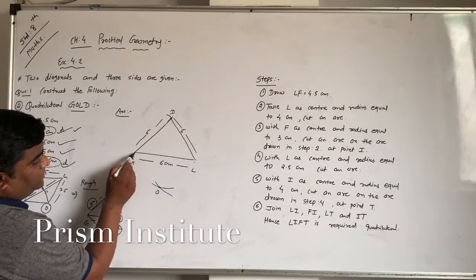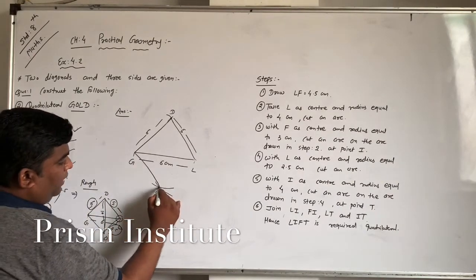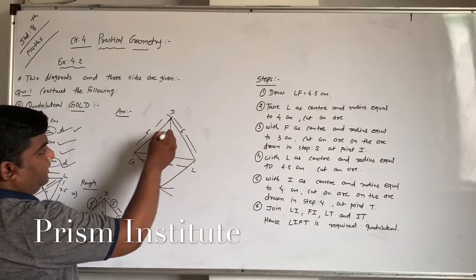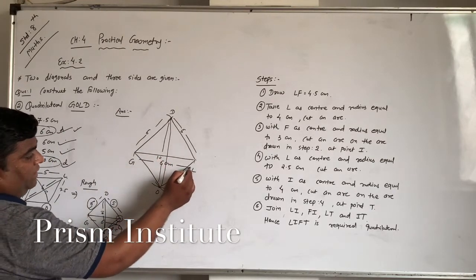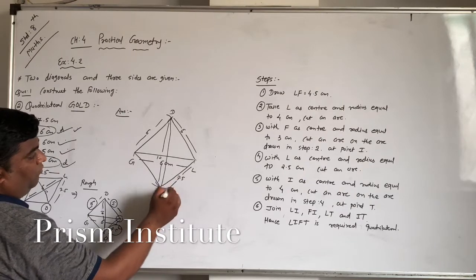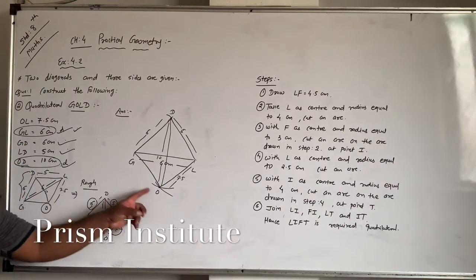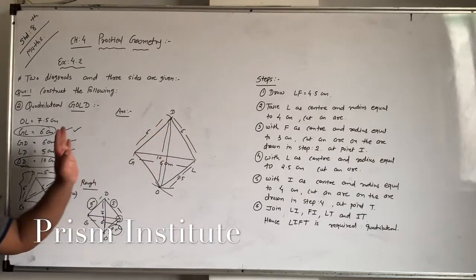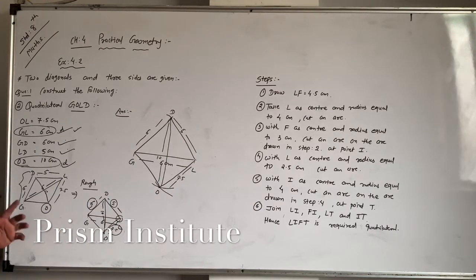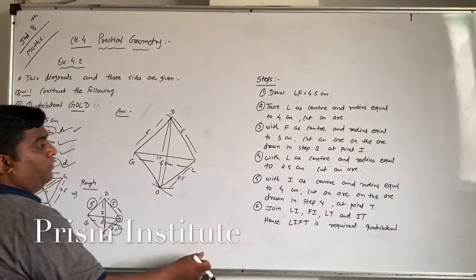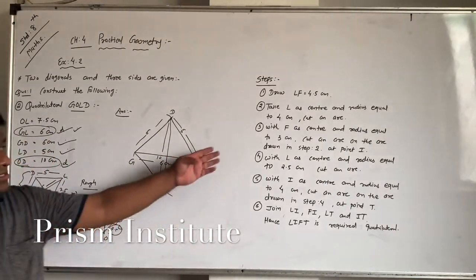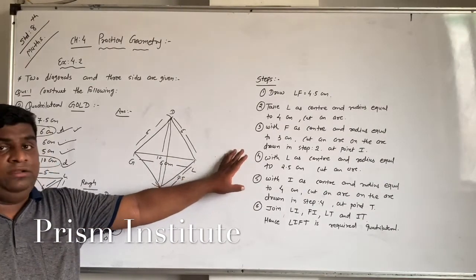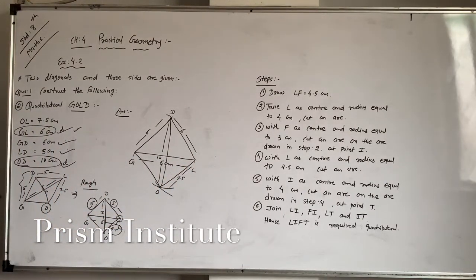So now connect GO, OL, and GD. Here GD is 10 and OL is 7.5. So now GOLD is the given quadrilateral, the required quadrilateral with the given measurements. Okay, you can write the steps in your own words, just change the nomenclature and measurements. Okay, that step is for the first question, not for the second and third. Write down in your own words.